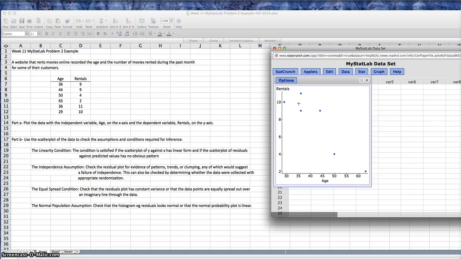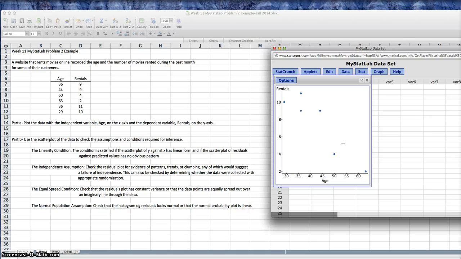Okay, third part, the equal spread condition. Check that the residuals plot has constant variance or that the data points are equally spread out over an imaginary line through the data. Well, it looks to me that the plot is equally spread out. Everything seems pretty good there through our line, so we can say that that condition is met.